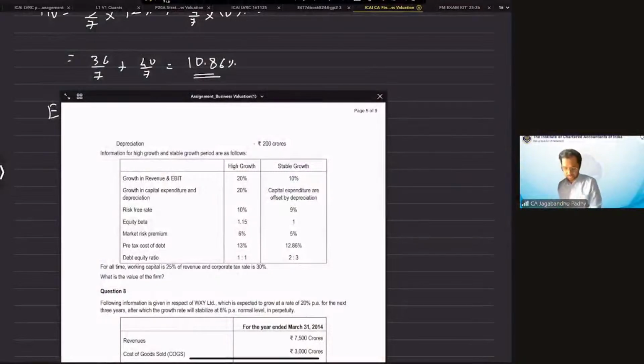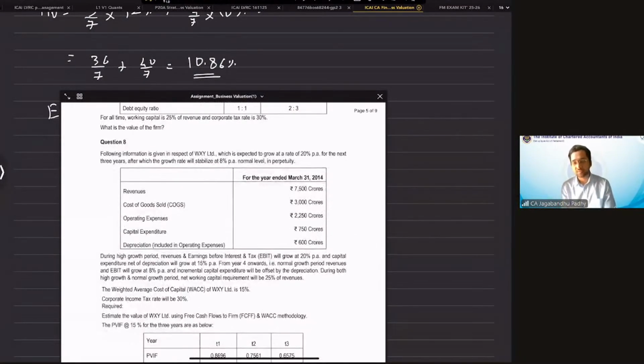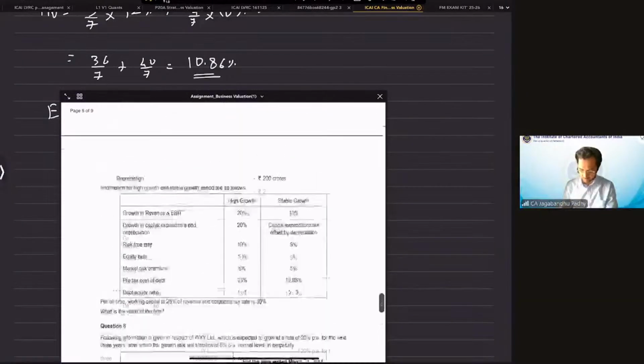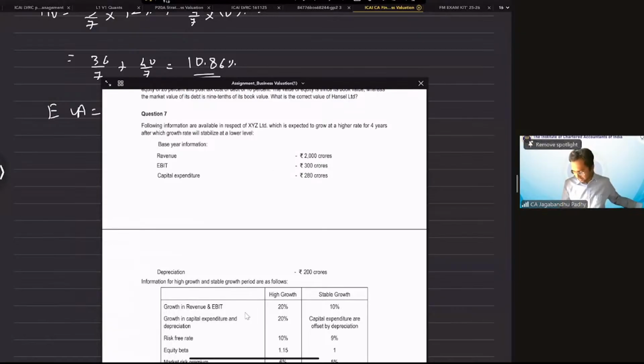A couple of questions to complete, which was, I think, questions 7 and 8. So let's get started with question number 7, guys. Question number 7. Just have a quick read about it. Read it quickly, guys. Question 7.